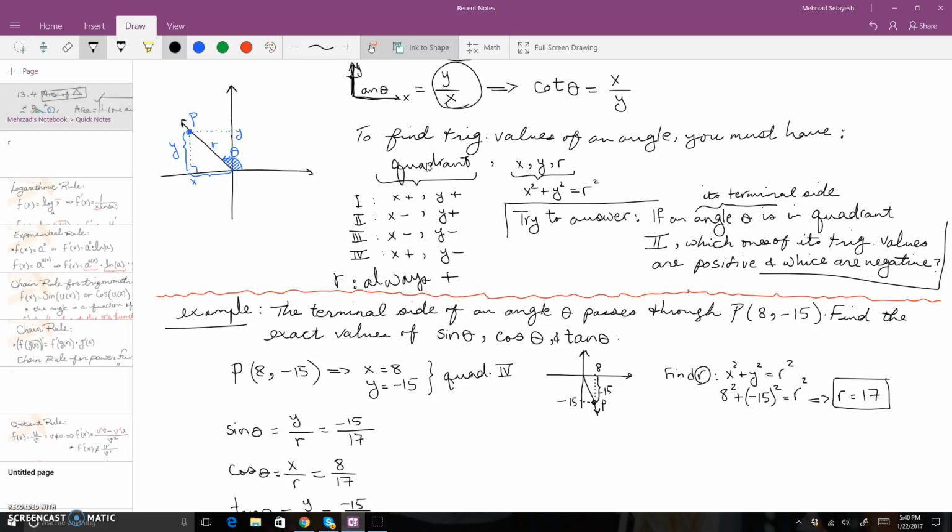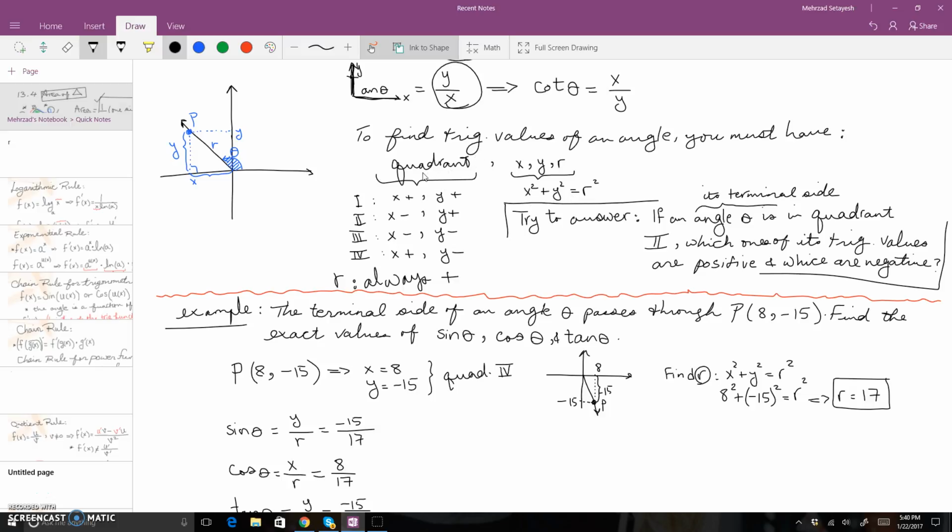One is the quadrant, where the terminal side of the angle is located. The other one is the set of XYR must be completed. So if two of them are given to you, you can always put them into x squared plus y squared equals r squared and find the third one.